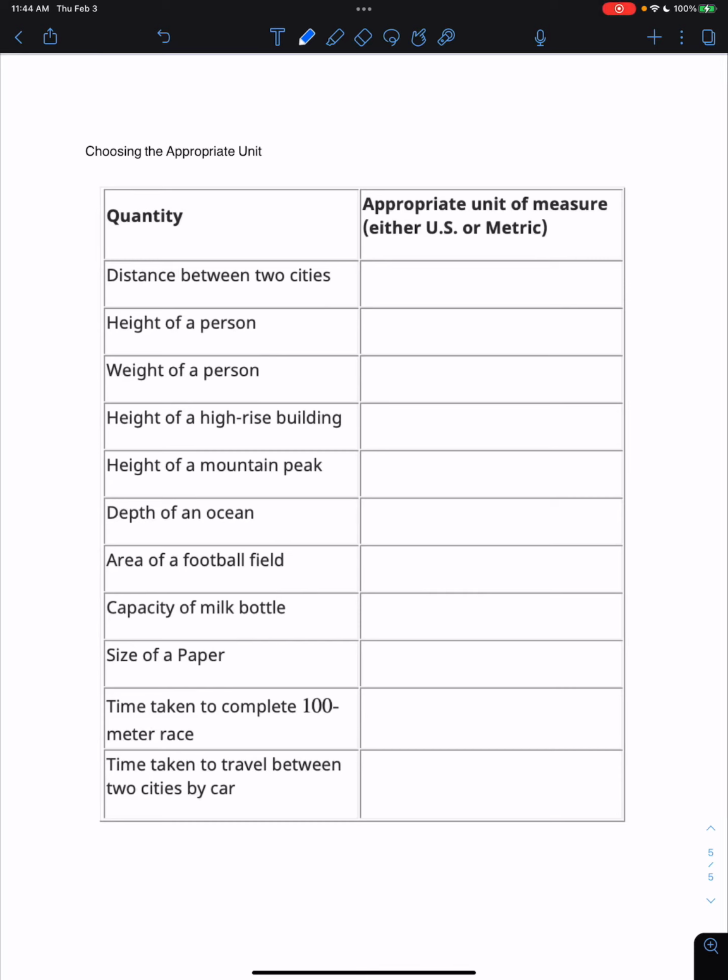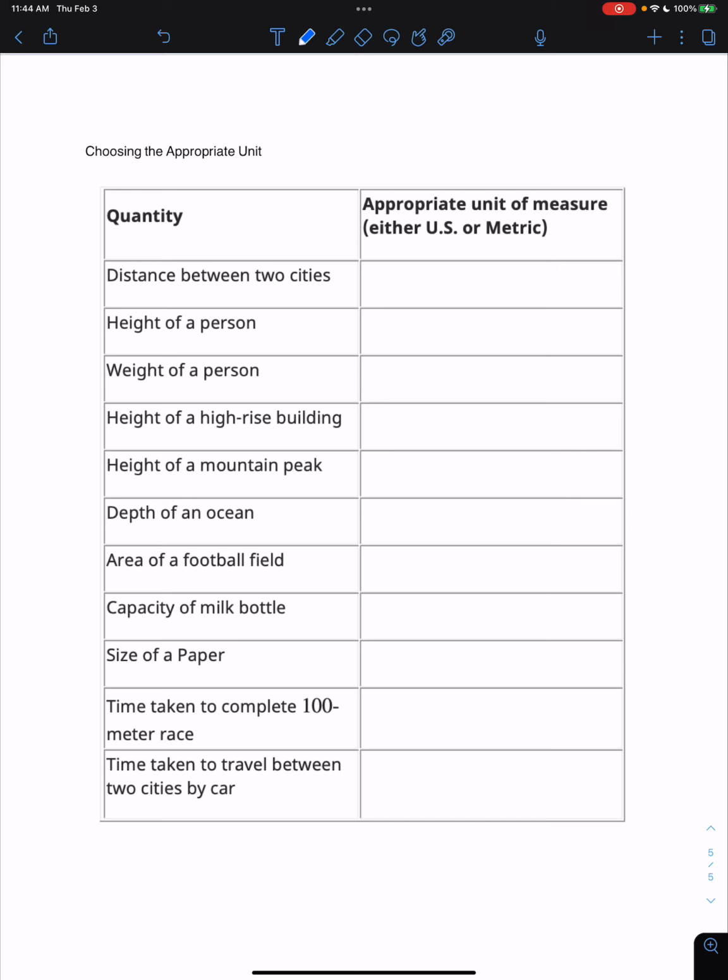One thing that we want to think about is choosing the appropriate unit. As I said before, when you have a small measurement, you're not going to use a very large unit to measure that. So we want to be sure that we are able to choose the appropriate unit for the things that we're measuring. So I want you to look at this chart.